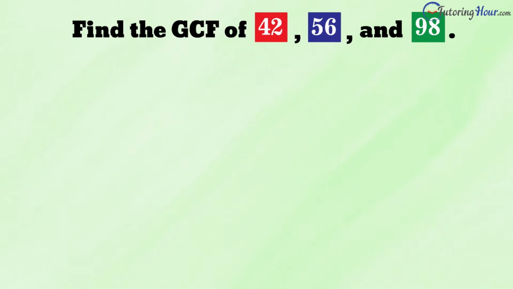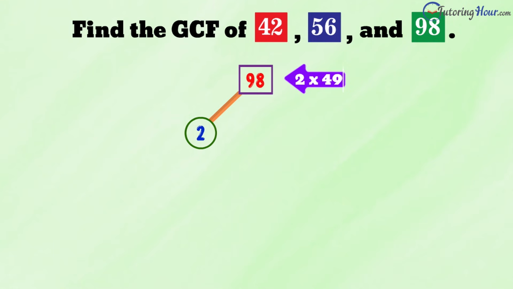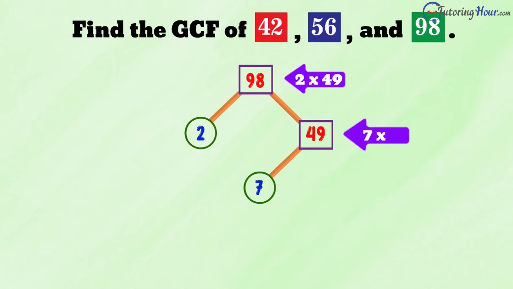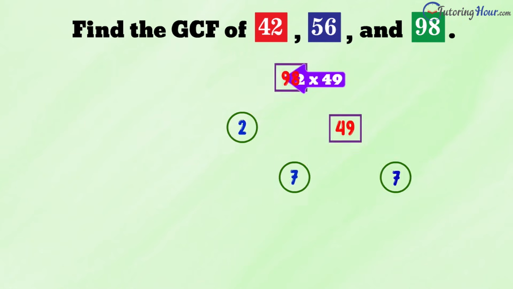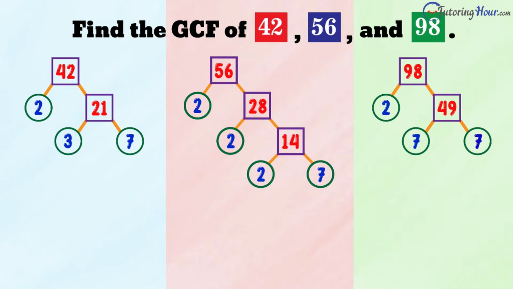Let's factor 98. We'll branch it as 2 times 49. 49 is only divisible by 7. We'll split it as 7 times 7. Let's list out the factors of all 3 numbers. 42 can be written as 2 times 3 times 7.